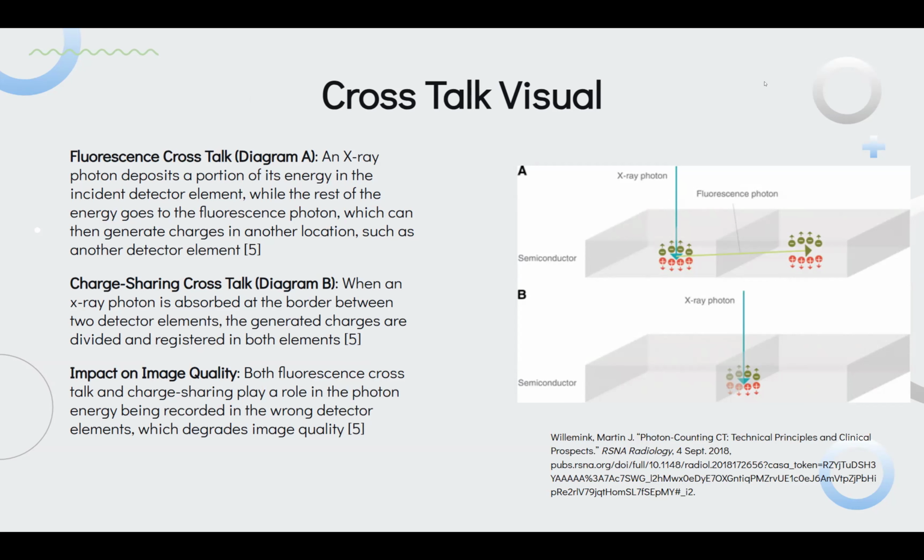And then diagram B would be an example of charge sharing crosstalk. That's when the X-ray photon is absorbed at the border between two detector elements, and due to that, the generated charges are divided and registered in both elements. Both play a role in impacting image quality, as fluorescent crosstalk and charge sharing are recorded in surrounding detector elements. And due to that, we expect a big degradation in image quality.